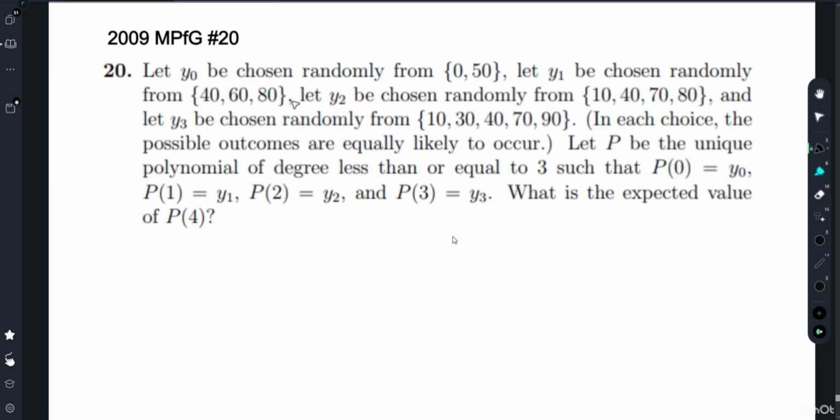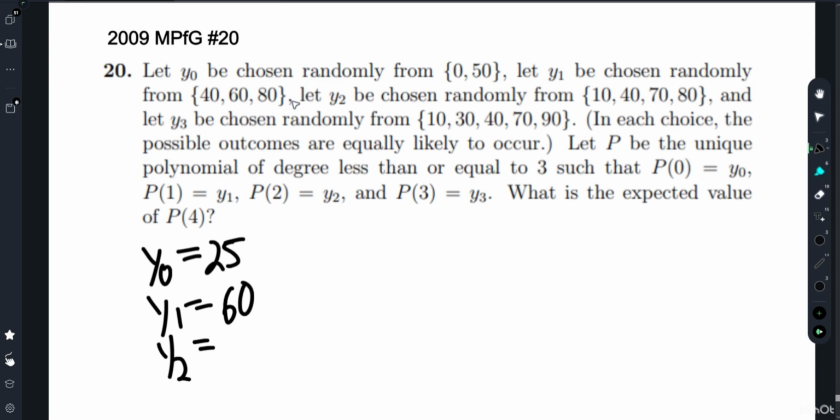So first of all, the expected value of y0 is going to be 25, as there are 2 choices, and 50 over 2 is 25. For y1, the expected value is going to be 60. For y2, the expected value is going to be 50. And for y3, the expected value is going to be 48.